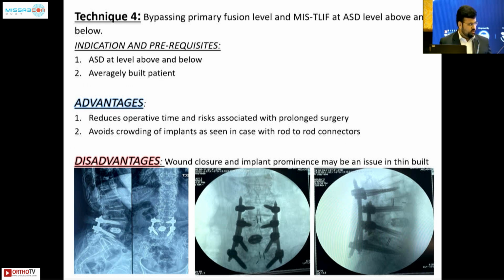So technique 4 involves bypassing the fusion level and doing MIS relief at proximal as well as distal level. It is done in cases where the patient has both proximal as well as distal ASD, and in patients with average build. Advantages: it reduces operative time and risk associated with prolonged surgery. It avoids crowding of implants as seen in cases with rod-to-rod connectors or dominoes. The only disadvantage is that wound closure and implant prominence may become an issue in a thin-built patient.